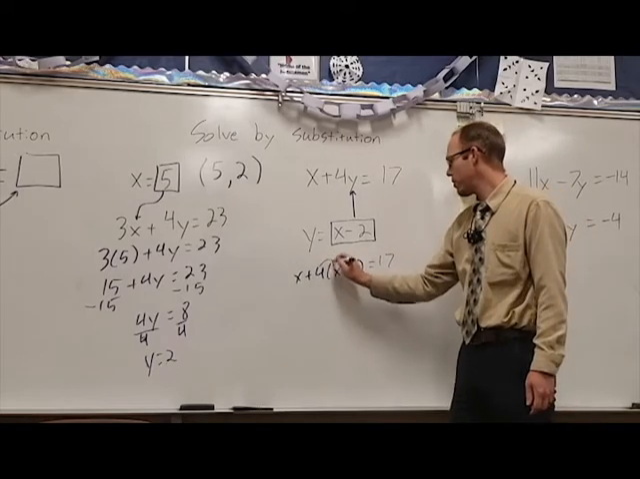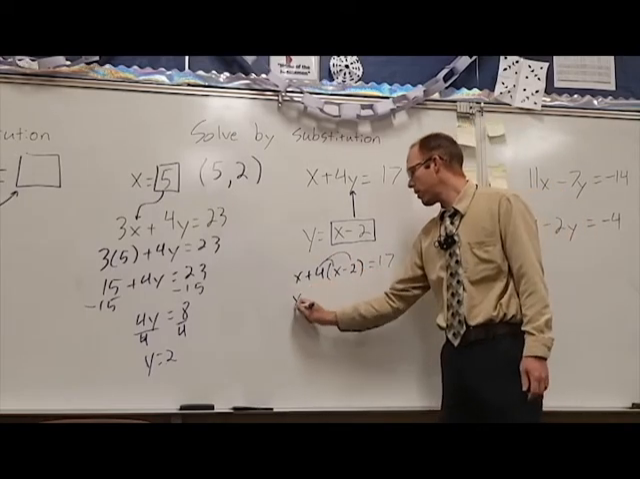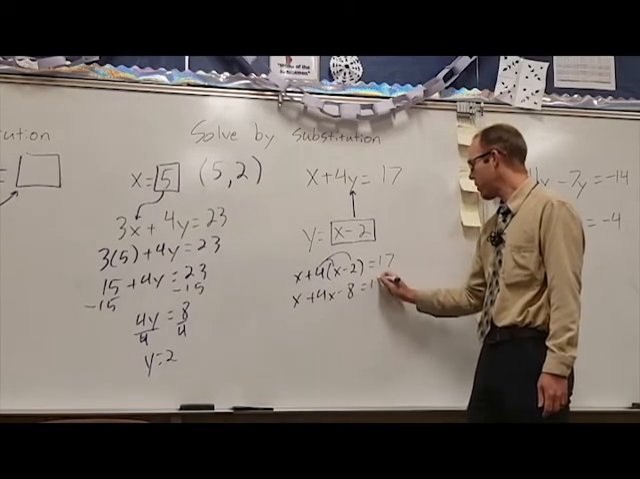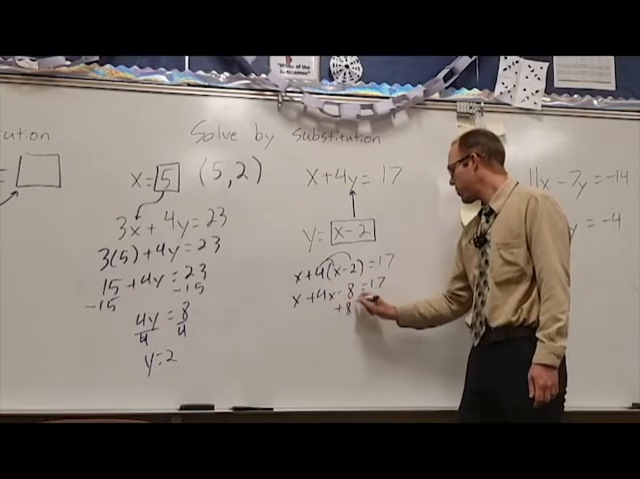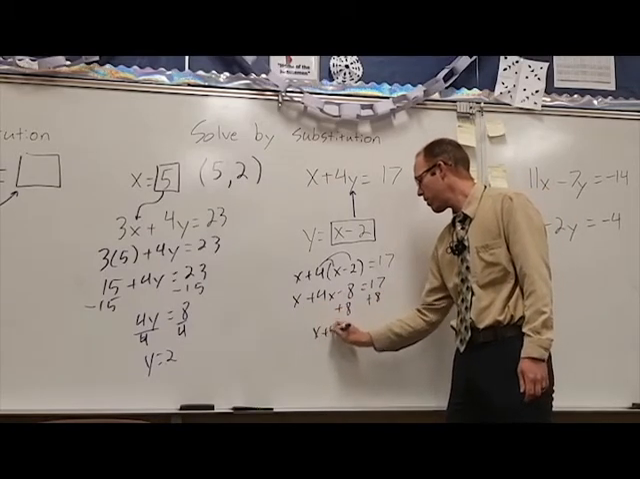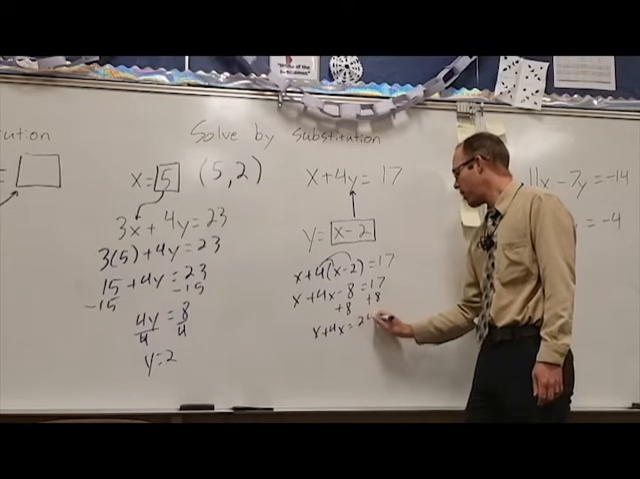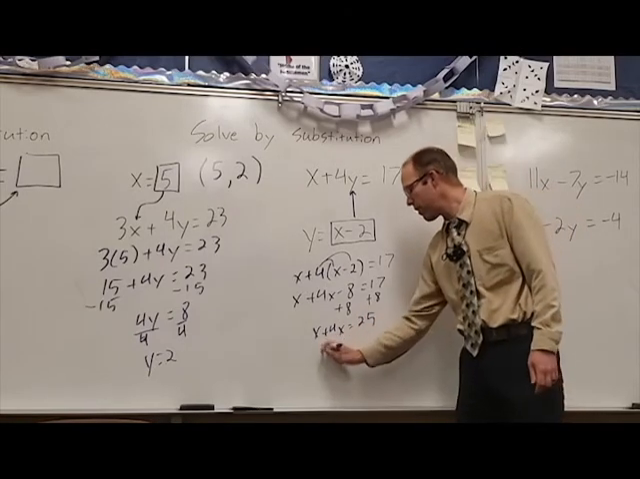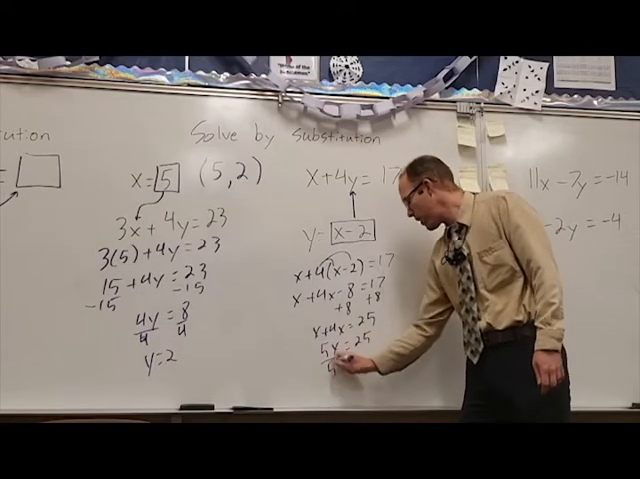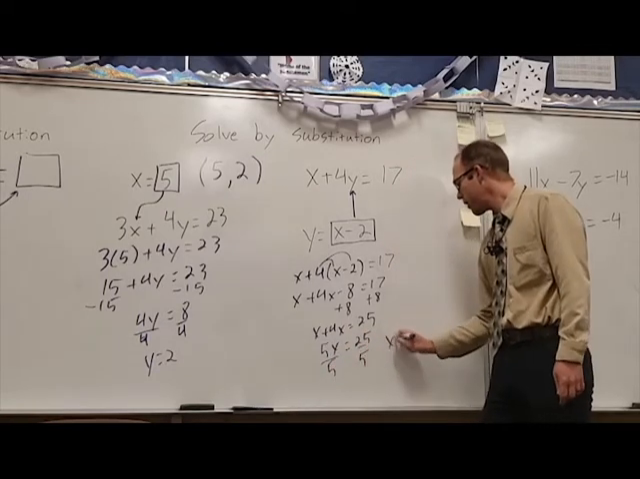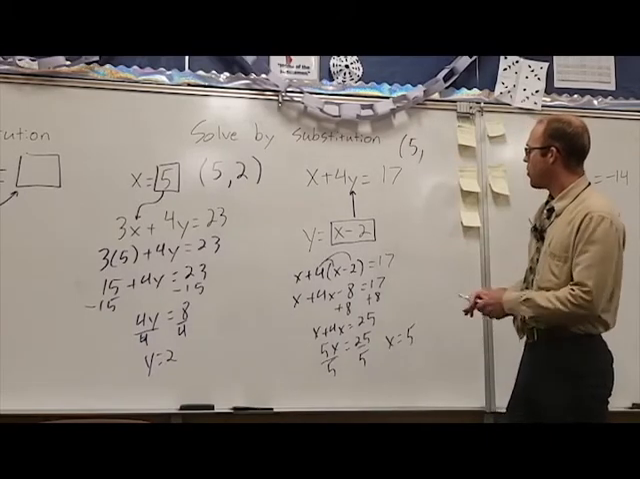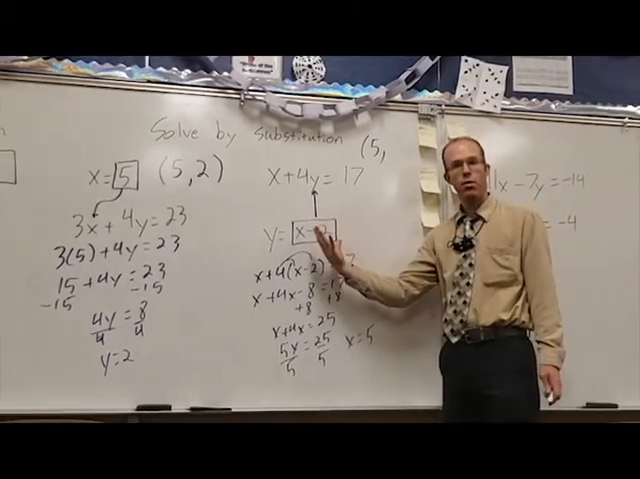We're going to solve this starting with the distributive property. That gives us x plus 4x minus 8 equals 17. Add 8 to both sides to get x plus 4x equals 25. Let's combine these like terms to get 5x equals 25 and finish this out by dividing by 5 to get x equals 5.